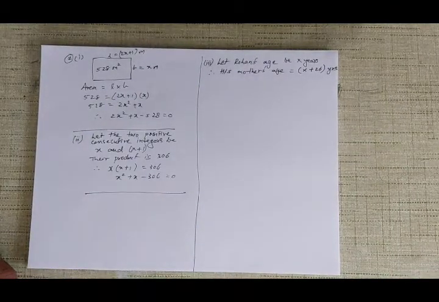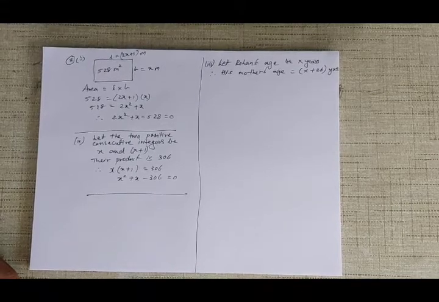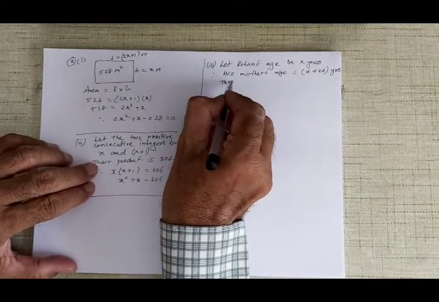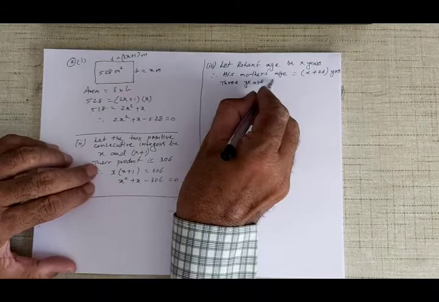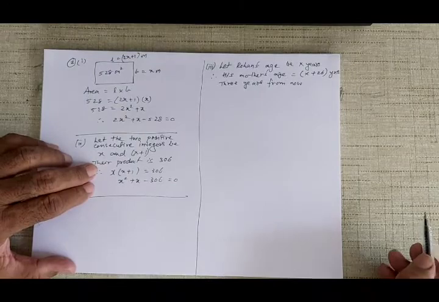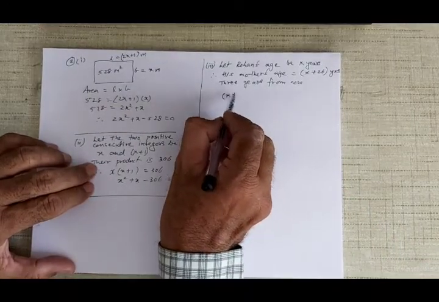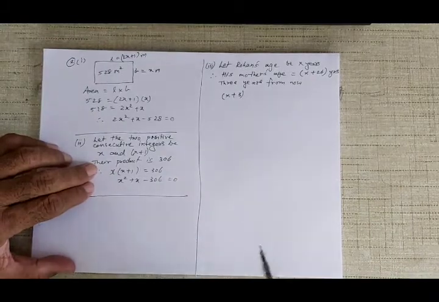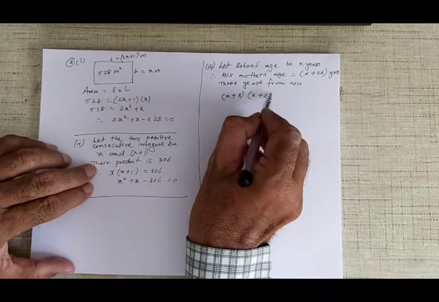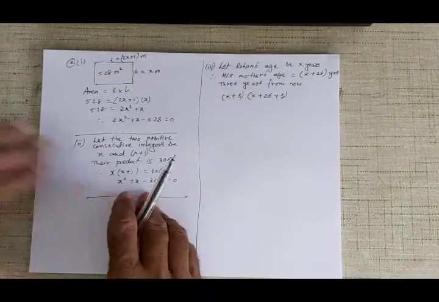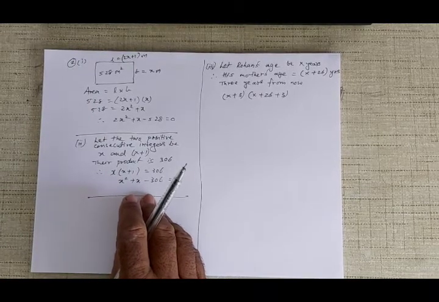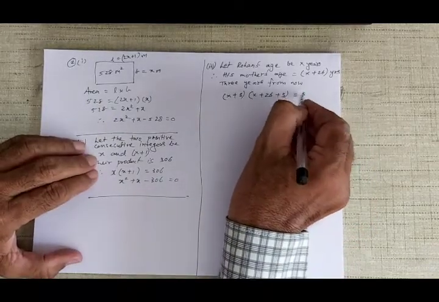Alright, it further says the product of their ages in years, 3 years from now will be 360. Now 3 years from now, that means they will be 3 years older, both of them. So Rohan's age will become what? x plus 3. After 3 years, Rohan's age will increase by 3 years, and his mother's age will also increase by 3 years. It says that the product of the ages after 3 years will be 360.